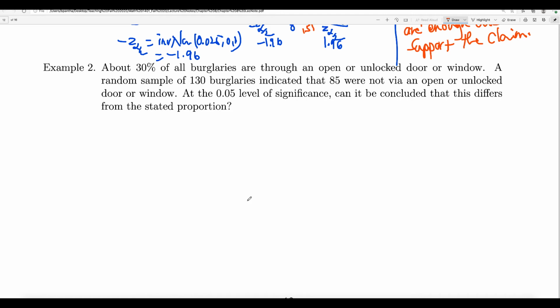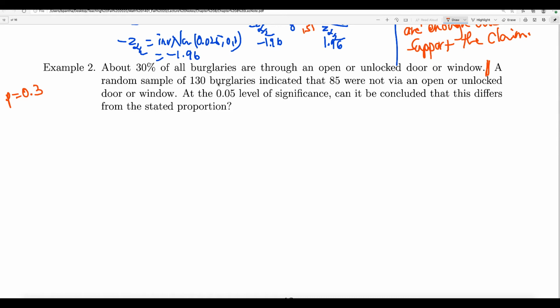The P-value method also has similar steps, but if you use a calculator, you can find the answer directly. Let us do this. Example number 2. About 30% of all burglaries are through an open or unlocked door or window. This is the population proportion because it doesn't talk about a sample so far. So p equals 0.3.